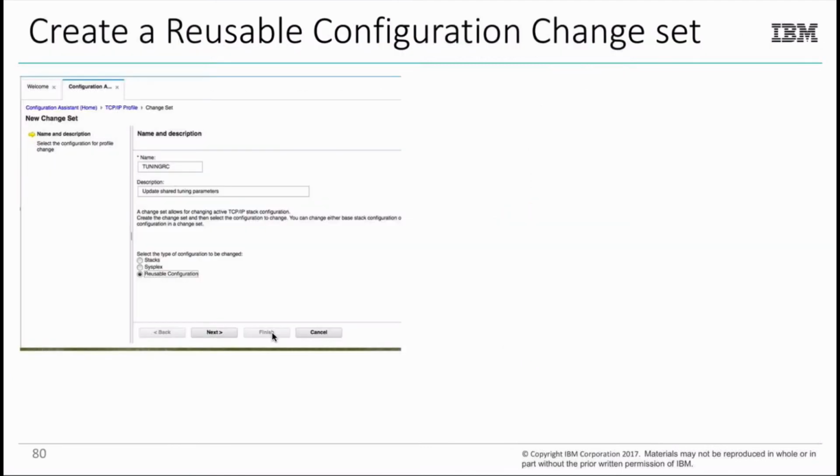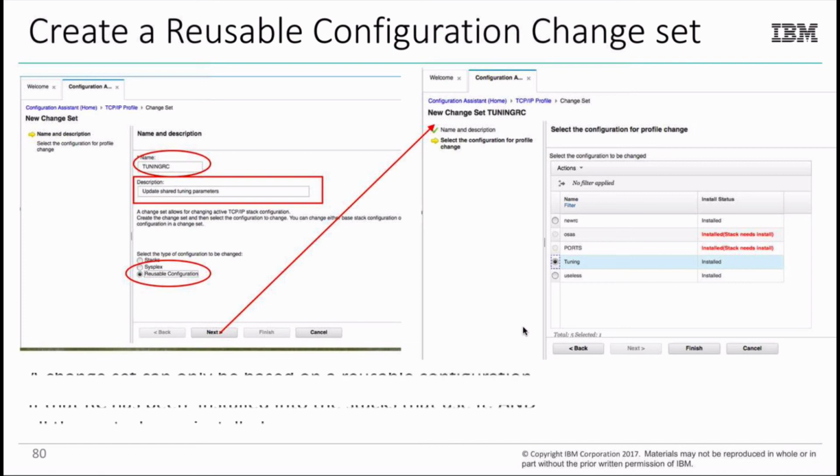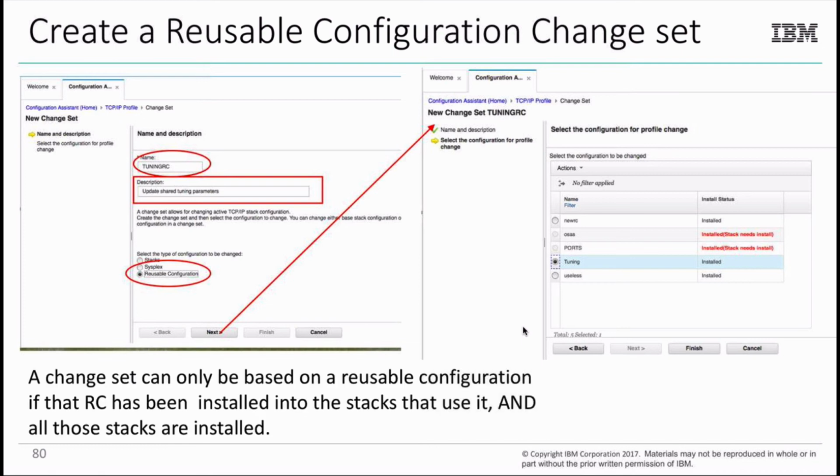So I'll step through real quickly, creating a reusable configuration change set. I'm creating a change set called tuning RC, and it's based on a reusable configuration. When I click next, it shows me the reusable configurations that I can base this on. The same rule about the configuration has to be installed applies here as it applies for the stack. I can only create a change set based on a reusable configuration that's been installed into the stacks and all those stacks are installed. For example, I can't create a reusable configuration based on OSAs or ports because they are being used by stacks that are not installed. You'd have to install the stacks to create a reusable configuration based on them. But tuning, I can create a reusable configuration based on that.